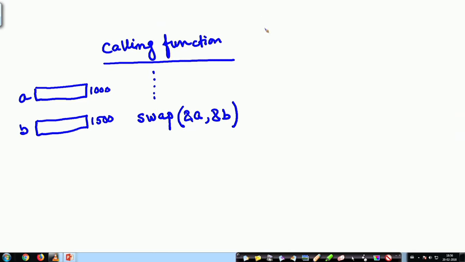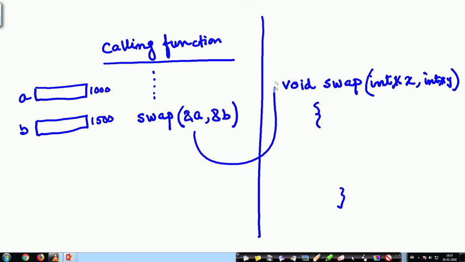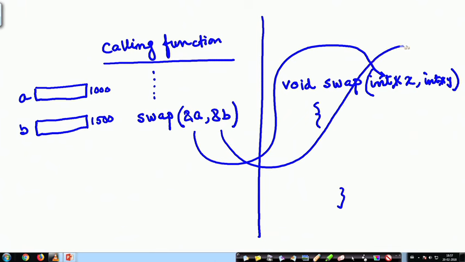Now, here is my called function, void swap, where A and B have been declared int star x comma int star y. So, what is happening? Whatever I am doing here, what is being passed? Ampersand A is being passed and ampersand B is being passed. That means this address and this address, 1000 and 1500, are being passed. And I know here that what I am getting are the pointers to the variables that are to be swapped. It was not int x or int y.